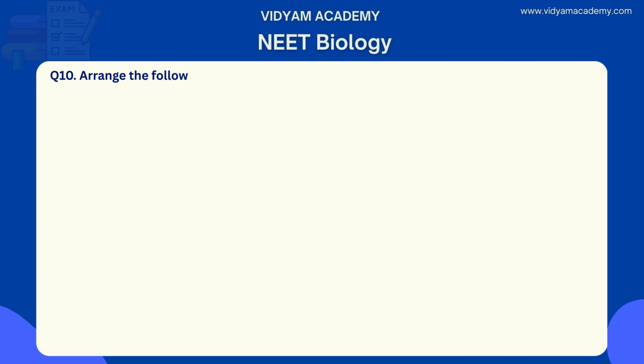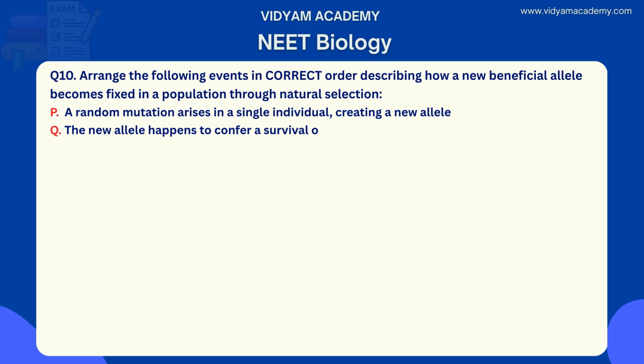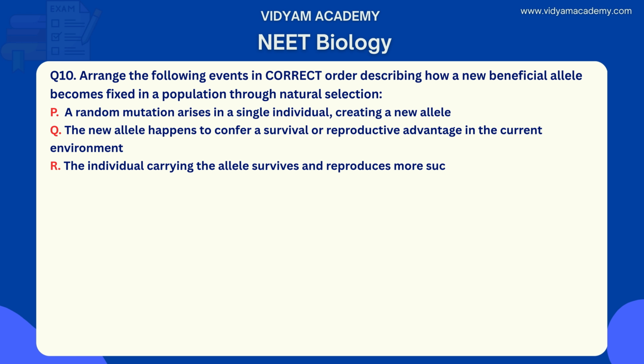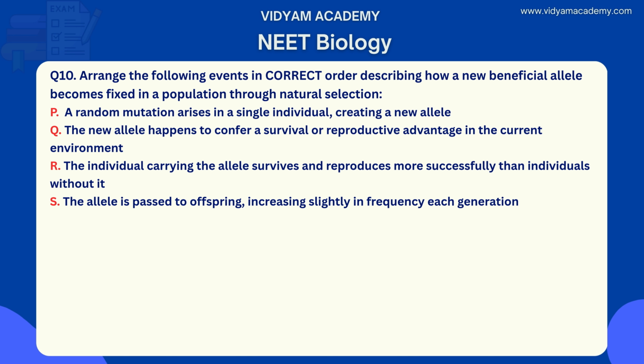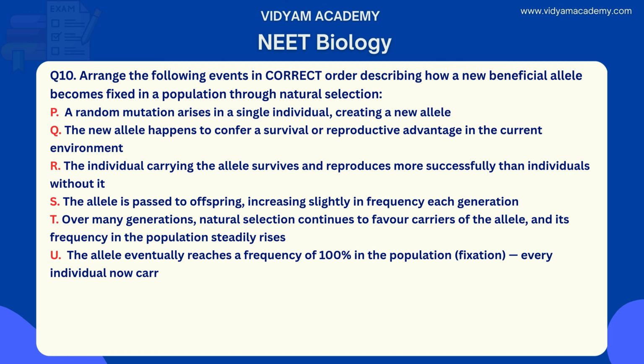The final question of this topic is question number 10. Arrange the following events in the correct order describing how a new beneficial allele becomes fixed in a population through natural selection. P: A random mutation arises in a single individual, creating a new allele. Q: The new allele happens to give a survival or reproductive advantage in the current environment. R: The individual carrying the allele survives and reproduces more successfully than individuals without it.